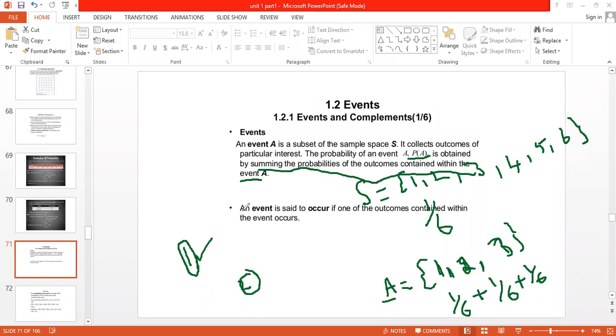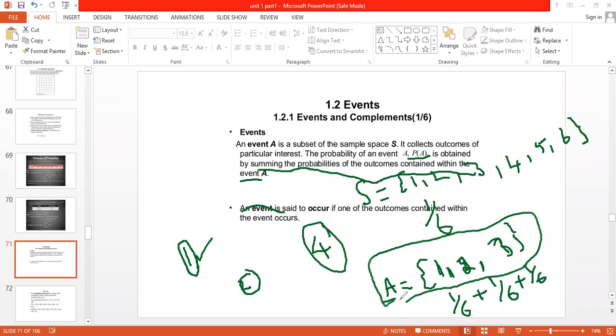Okay. So when you say that the event has occurred, the event is said to have occurred if one of the outcomes contained in the event occurs. Then we say that event A has occurred. So you may get 1 or 2 or 3, any one of these, then we say that this event has occurred. For example, when you throw a die, if you are getting 4, now 4 is not present in A, no? 4 is not present in A, so we say that event A has not occurred. Okay.